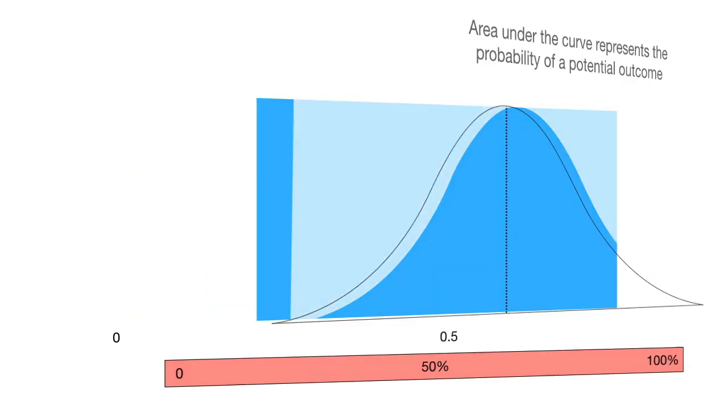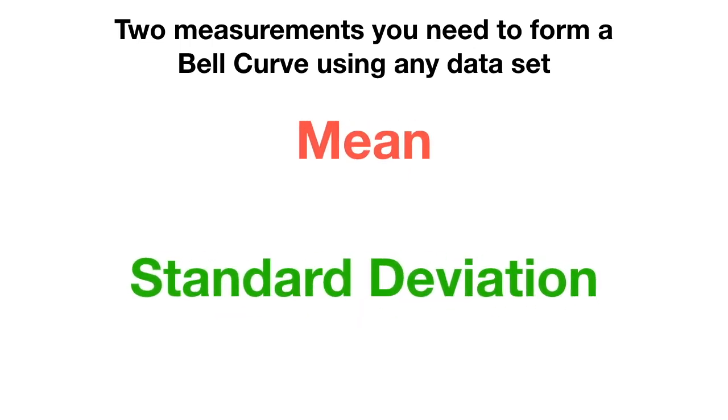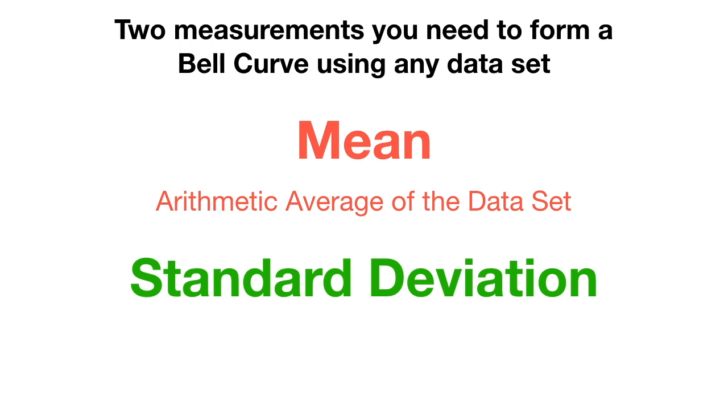When you are creating a normal distribution, there are only two measurements you need to form the bell curve or the normal distribution graph using any data set. Those two measurements are the mean and the standard deviation. You should know what the mean is at this point: the mean is the arithmetic average of the data set. You add up the data set and then divide it by how many numbers are in the set.